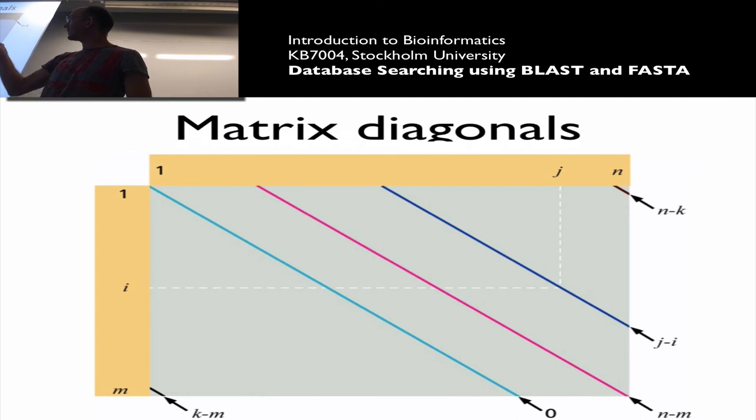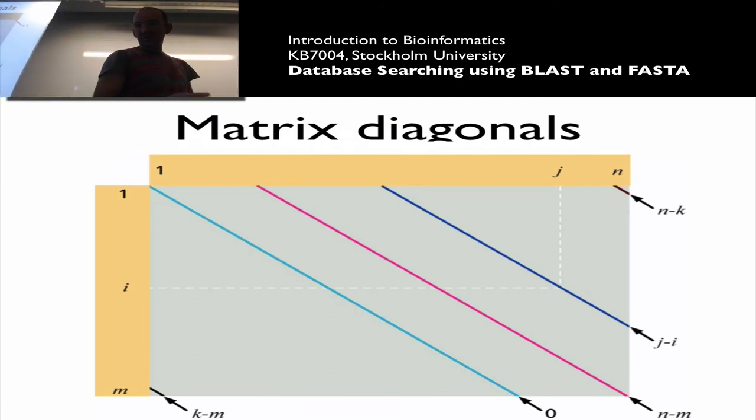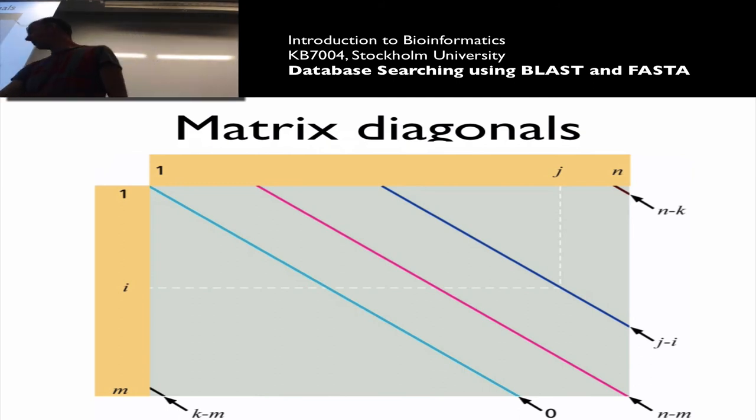And of course, if you only calculate along one diagonal, you do not have to do n times m calculations, you only have to do n or m calculations, which is much smaller. Particularly if one is a big database and one is a sequence. So it's much easier to solve. Of course, you cannot just take one diagonal, you need to take several, but at least you can focus on the ones that are important.